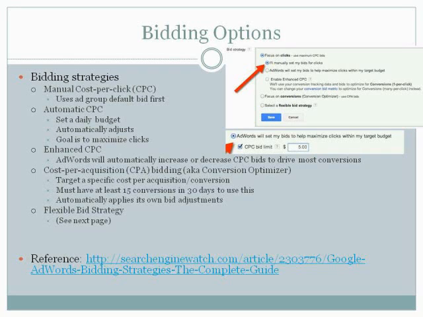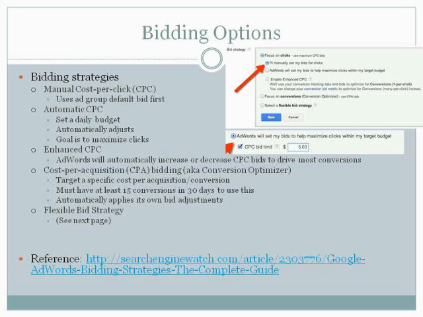There's another option which is called an automatic cost per click. And to use this, you set a daily budget, and you're trusting Google to automatically adjust how the bidding goes on the cost per click. But the ultimate goal here is to maximize the number of clicks that you get through. Then there's an enhanced cost per click, where AdWords automatically increases or decreases to drive the most number of conversions.